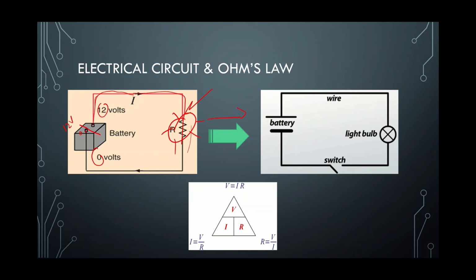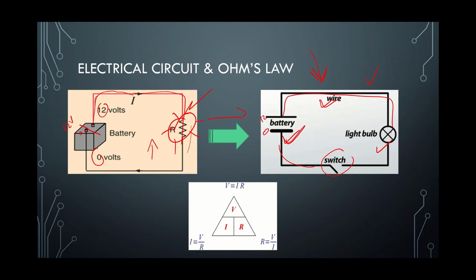Now if we want to convert this drawing to a circuit, we can just draw the symbols of the battery, the symbol of the bulb, and the wire. Then we will end up with a circuit, and this is what we will study, the electrical circuit. So the battery has a symbol connected to a wire to a bulb, and this is a switch. Now we can study or analyze the circuit.